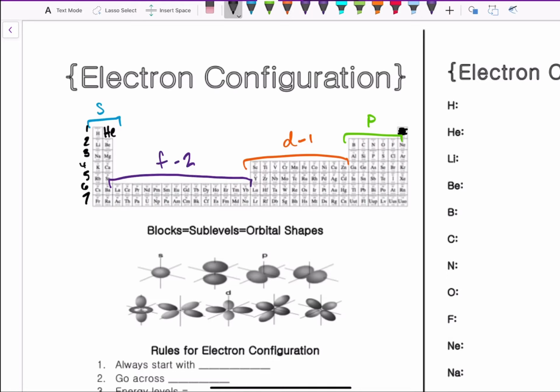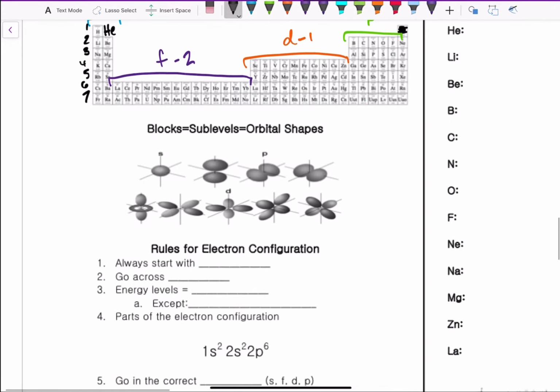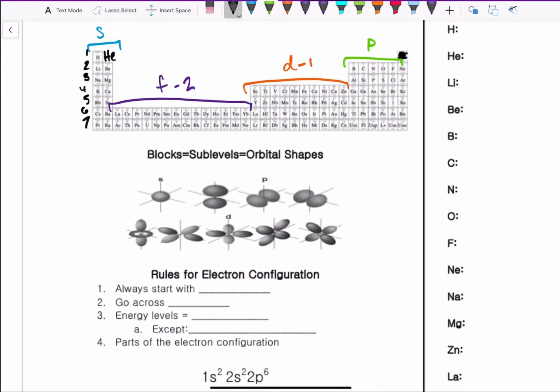So now let's start to figure out what this means. Whenever you write your electron configuration, we notice that we are always starting with hydrogen. And that means we always start with 1s. Every single element on the periodic table will have a 1s orbital. And then after that, we go across the rows, or across periods, to use our vocabulary word.